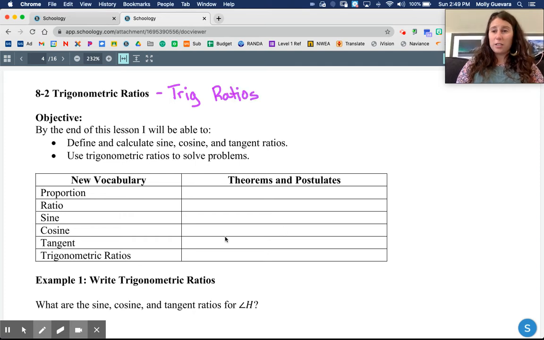So we have two objectives for today. We're going to define and learn how to calculate sine, cosine, and tangent ratios. Remember, ratio is just a fraction, right? And then we're going to use trig ratios to solve problems. So we're going to look at how do we use those ratios. A lot of new vocabulary today, which is exciting. So we actually have 6 new vocabulary terms. We're going to scroll down to the end of our packet and look at our new vocabulary first.